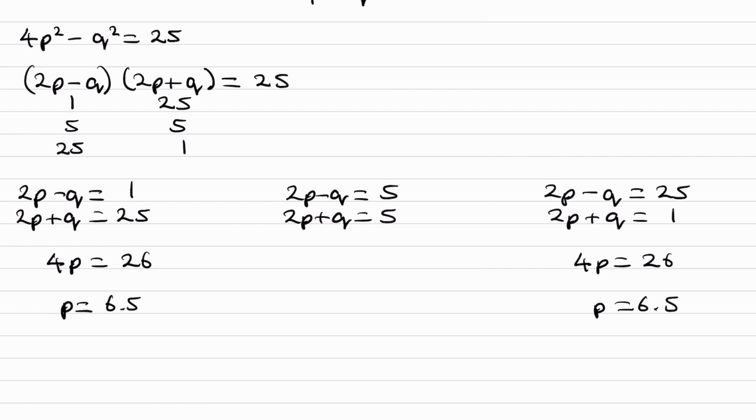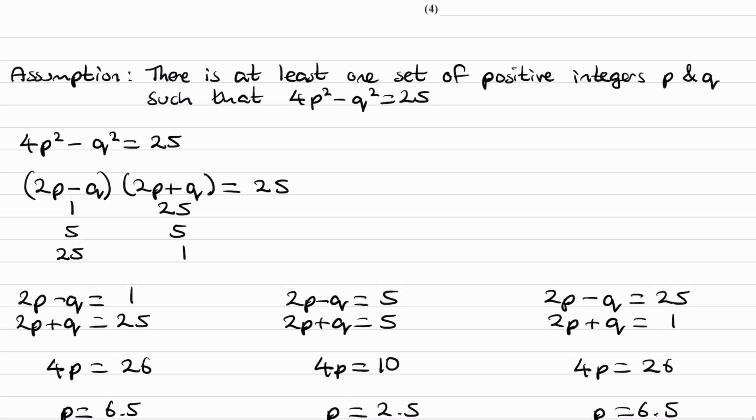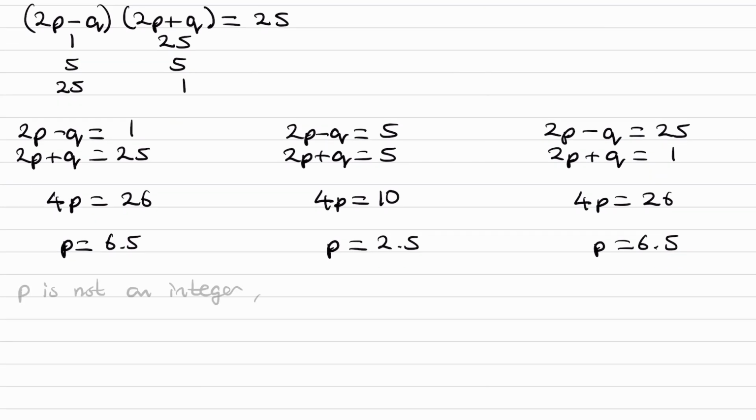So for the middle one, add them up, we get 4p is equal to 10, and that gives us p is equal to 2.5. For these three sets of simultaneous equations, we don't get an integer solution for p. Therefore, we won't have a pair of integers p and q such that this is true. And there's our contradiction. So p is not an integer, which contradicts our assumption.